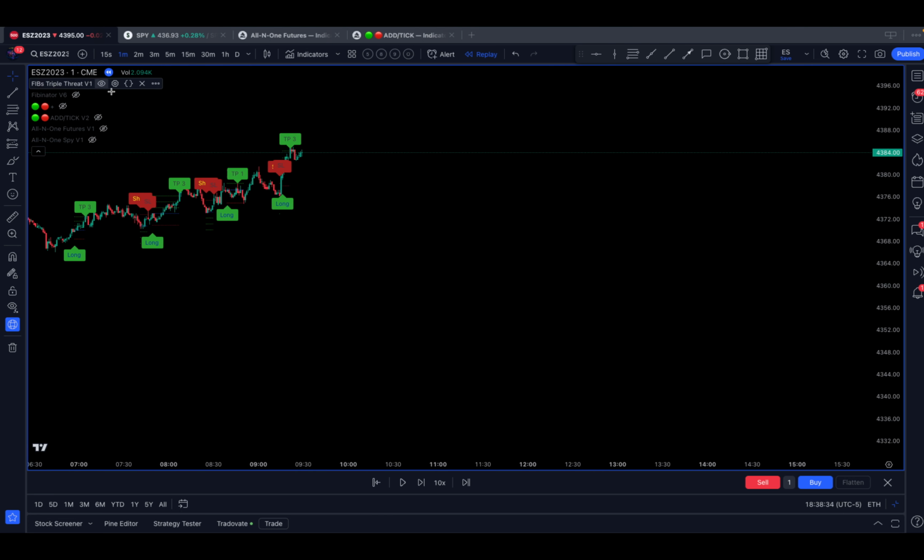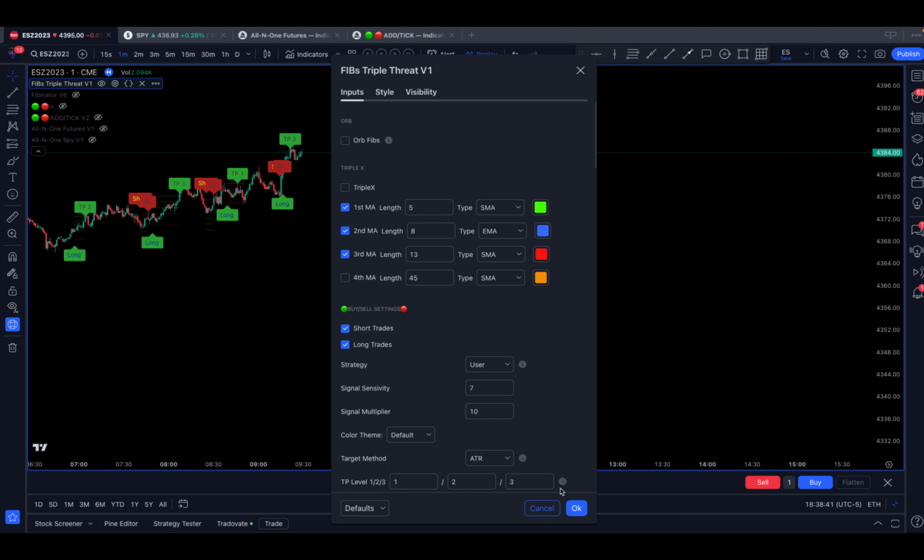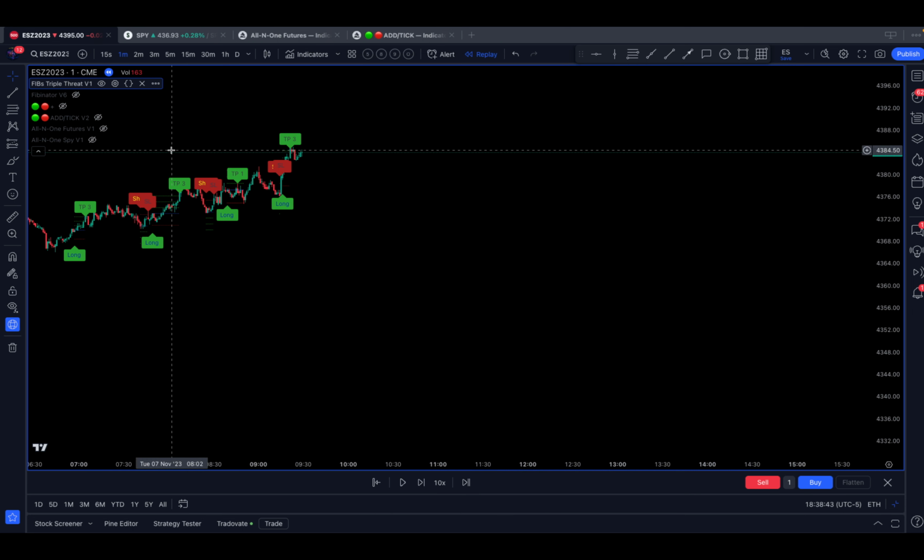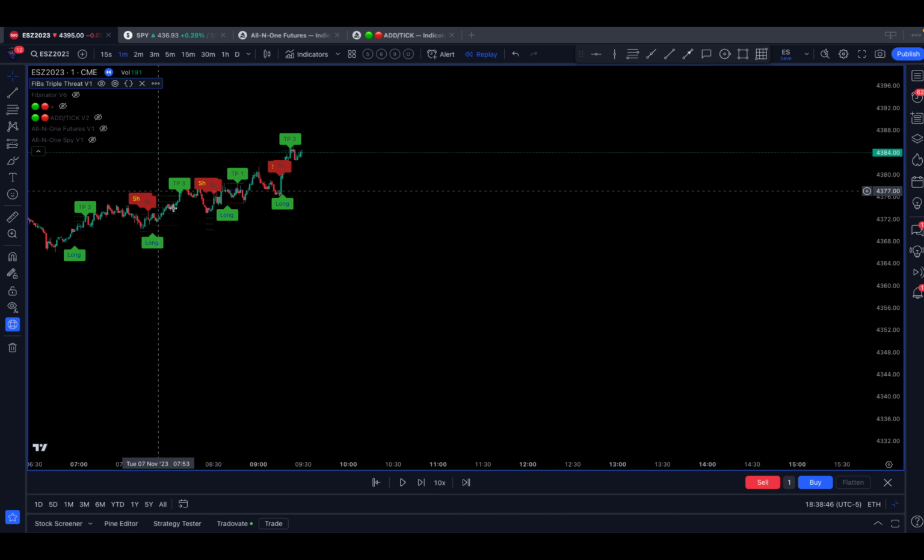These indicators, like this triple threat, aren't available. I'm still obviously working on it. As you can see, I just realized that the scalp is only showing long trades, so I have to go back and figure out what's going on there and modify it.